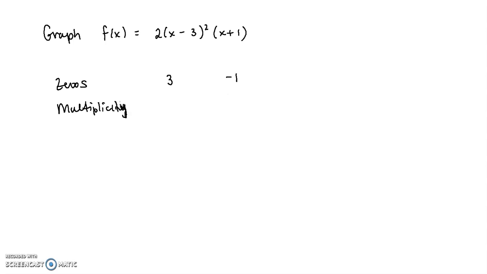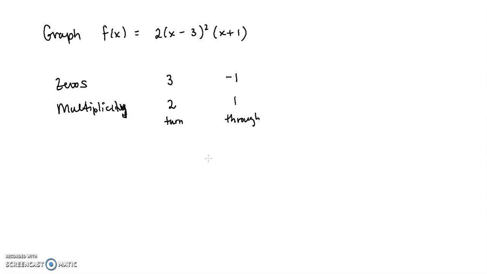All right, and then the multiplicity goes with each of these. So each 0 has a multiplicity. This one has multiplicity 2. And at negative 1, we have multiplicity 1. Okay, so remember the zeros come from the factors, the multiplicity comes from the exponents. And then remember what the multiplicity tells us is what happens at that 0. So if it's even multiplicity, the graph is going to turn at that 0, and if it's odd, it's going to pass through at that 0.